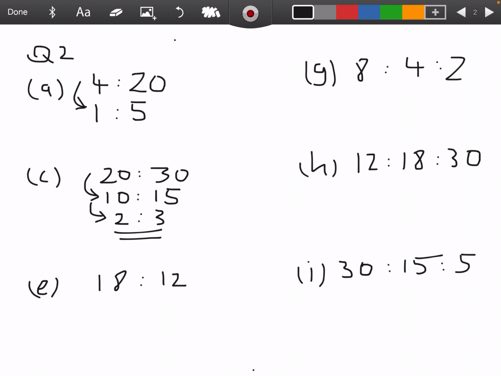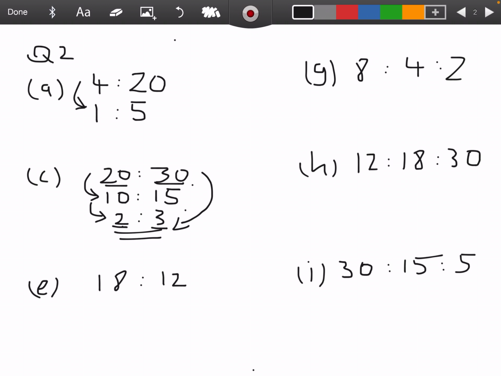So you can see I divided by 2 and then divided by 5, and that would be the same as dividing by 10 straight away, wouldn't it? Because 20 divided by 10 would give me 2, and 30 divided by 10 would give me 3. So same idea there. Next one, part E, I've got 18 is to 12.